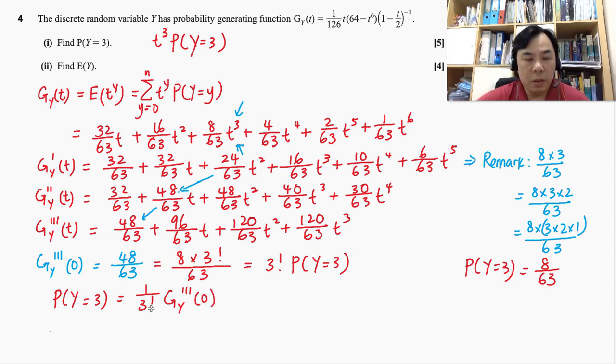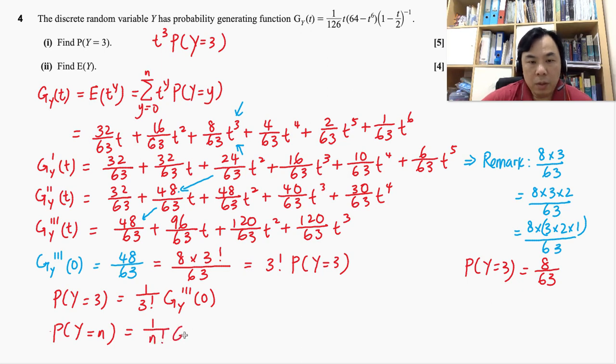So the general form that we can use in the exam would be, if you are interested to find Y equal to n, for instance, that can be obtained by using 1 over n factorial multiplied with the n-th derivative of the probability generating function, and then by letting your t equal to 0. That would allow you to obtain the specific probability that you are interested in without expansion.